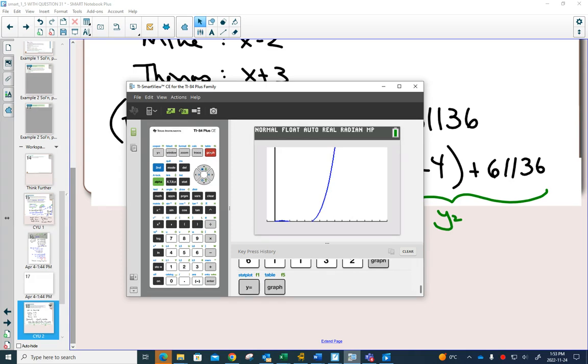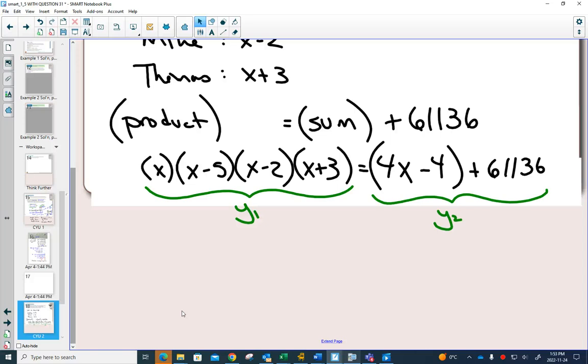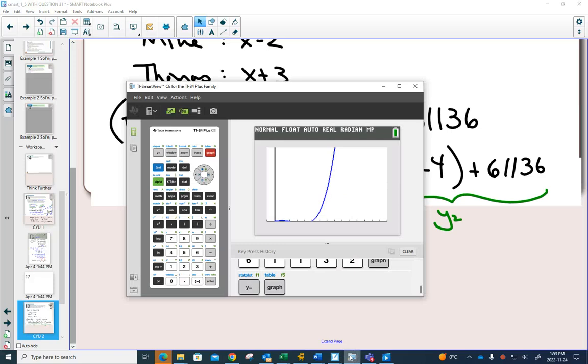What about the right-hand side? The right-hand side, 4x plus 61132. Can you see that that's a line, y equals mx plus b? Can you see that the y-intercept is 61,132? Are you surprised by your graph only going up to maybe 10 that you don't see 61,132? What we need to see in order to solve this is we need to see the two graphs cross.